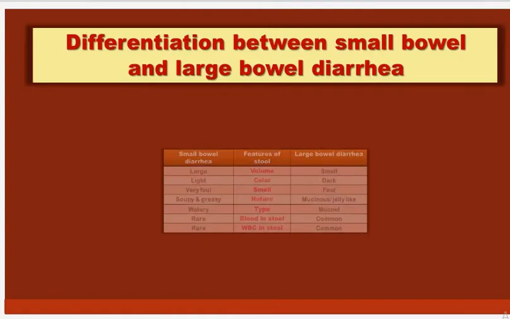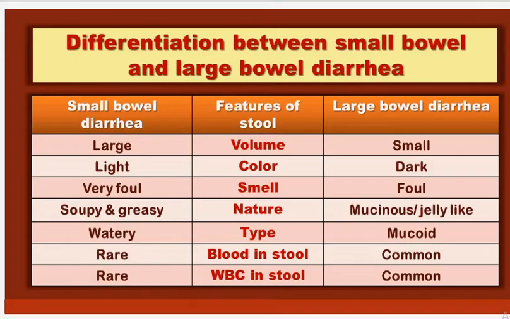Yes, we can differentiate according to these parameters. According to the volume, small bowel diarrhea causes large volume, or called voluminous, while large bowel diarrhea, and we can call it colitis, causes small volume. According to the color, it's always light color. The color of the stool may be greenish or yellowish in small bowel diarrhea, while in large bowel diarrhea, in colitis, it is dark.